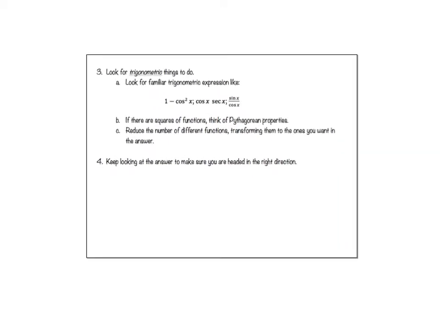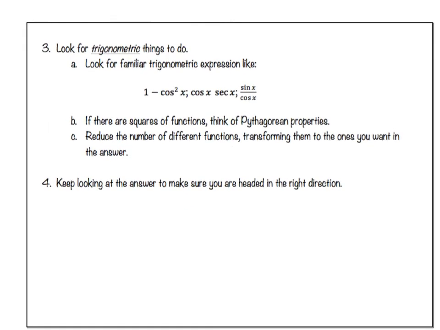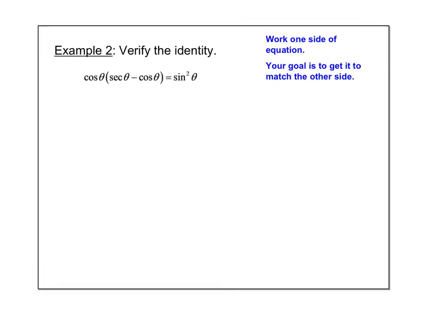Or you can start looking for trig things to do. Realize that sine squared x equals 1 minus cosine squared x, so you can swap those in. You can substitute there. And you can think of Pythagorean properties and keep looking at your answer to see what you're doing. Okay, we're going to go through some of these.